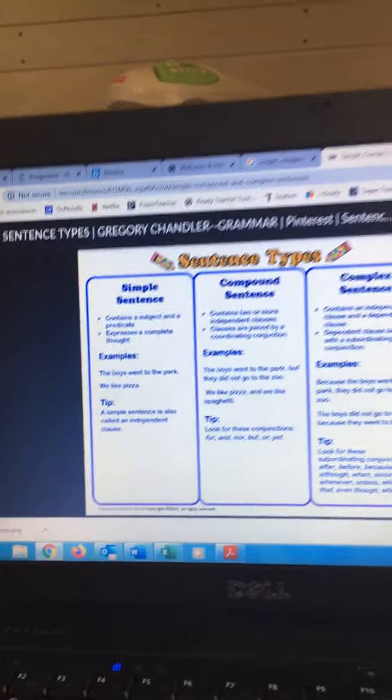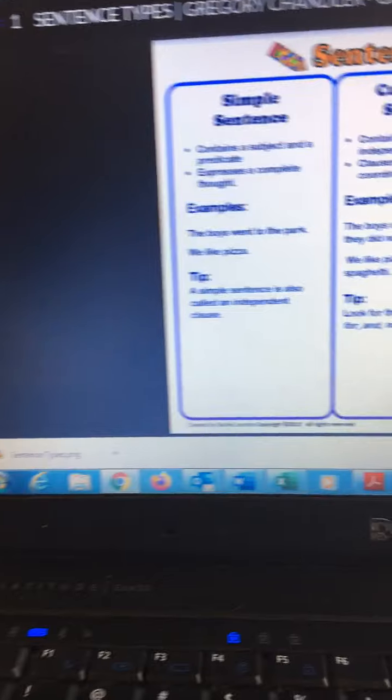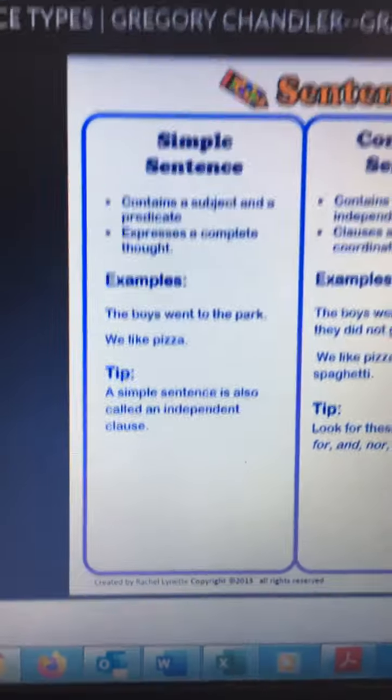So first we have simple sentences, and they're just like they sound. They're simple. There's not going to be a lot in them. You're going to have a subject and a predicate. We have talked about this a lot in 3rd grade and in 2nd grade. A subject, so we know who or what we're talking about, and a predicate, we know what they're doing, okay? Here are my examples. Okay, and I'm going to attach this page as well. It's a really helpful reference.